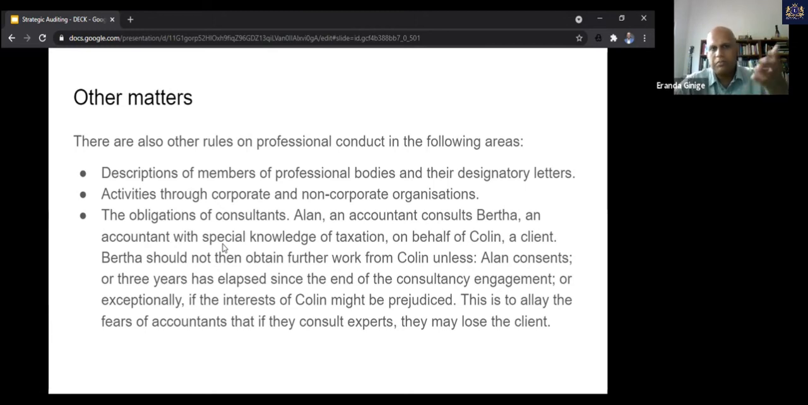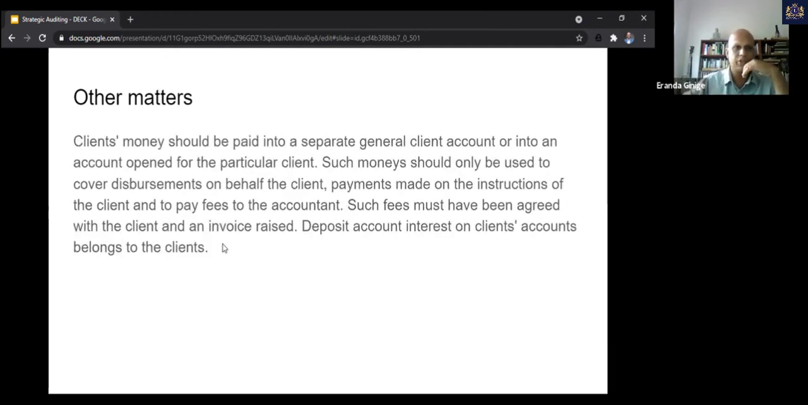Right? So corporate and non-corporate organizations, you understand that, so how you deal with corporate organizations and how you deal with non-corporate, like charities and so on, and even government organizations. What are the different rules and guidelines that you need to use.